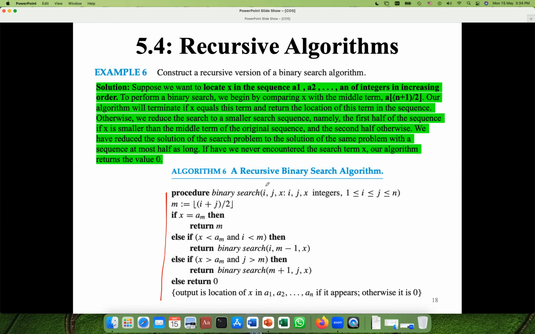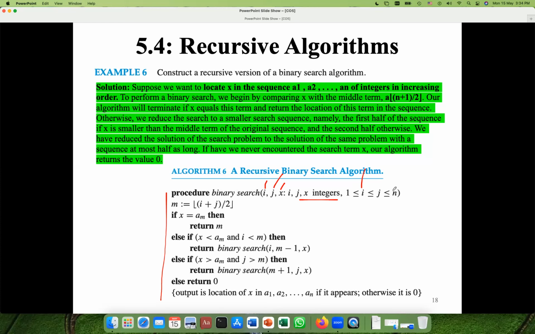So binary search: I is the starting index, J is the ending index, and X is the number that you have to find. And I, J, X are integers. What is the value of I? I is greater than or equal to 1. So I can start with 1 and it could be greater. And J would be greater than or equal to I. It can equal I or it can be greater than I.